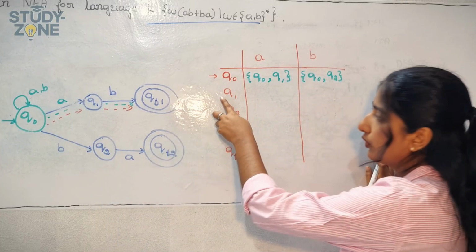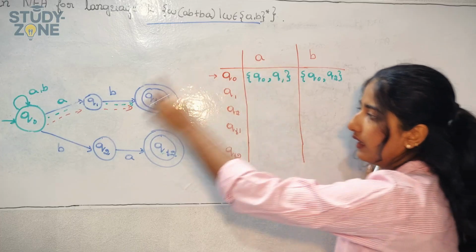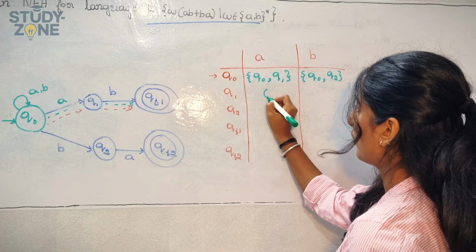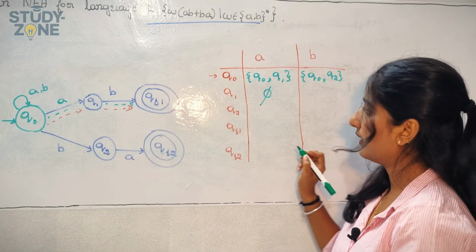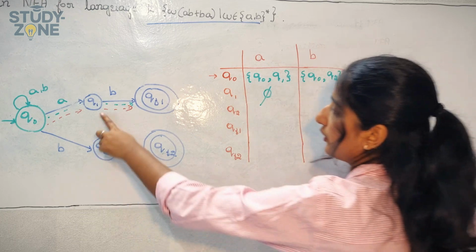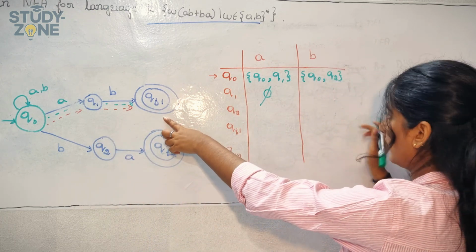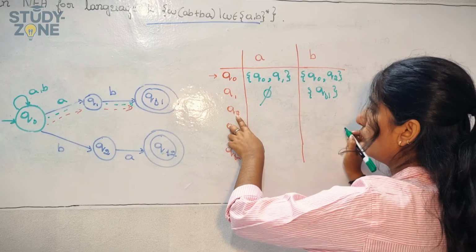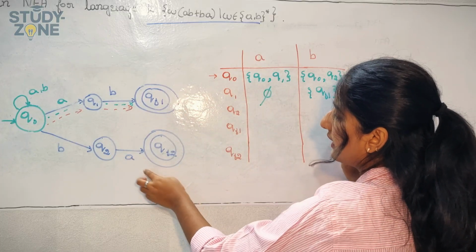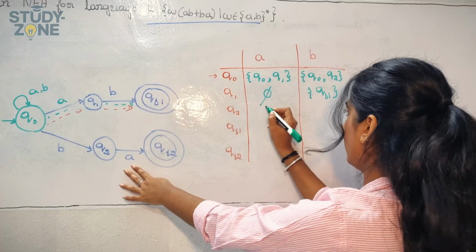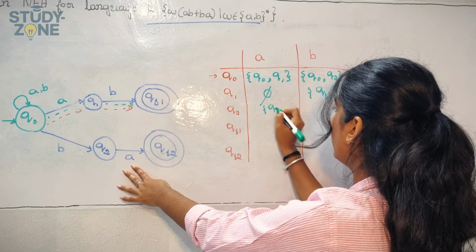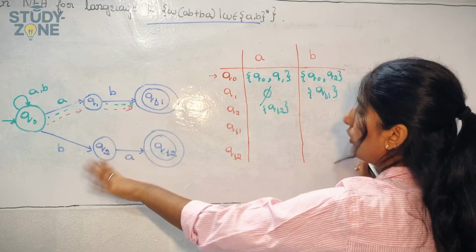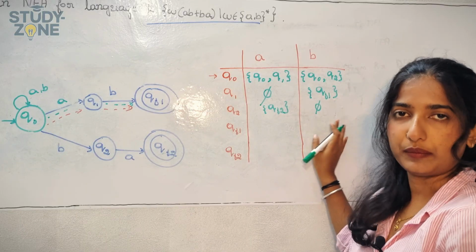And then we have Q1, Q1 on A. Q1 on A, is there any transition? No transition, so we have to represent it with empty set, right? And Q1 on B, there is a transition, that is it is moving to QF1 state. And then Q2 on A. Q2 on A, is there any transition? Yes, there is a transition. So it is moving to QF2 state, only one transition, and Q2 on B, no transition. So I am representing it with empty set.